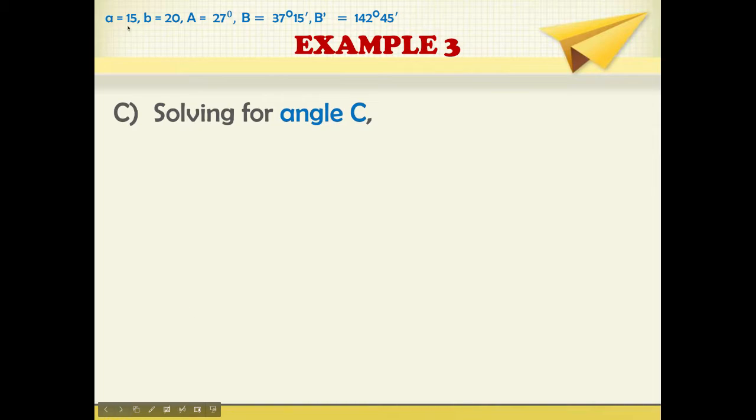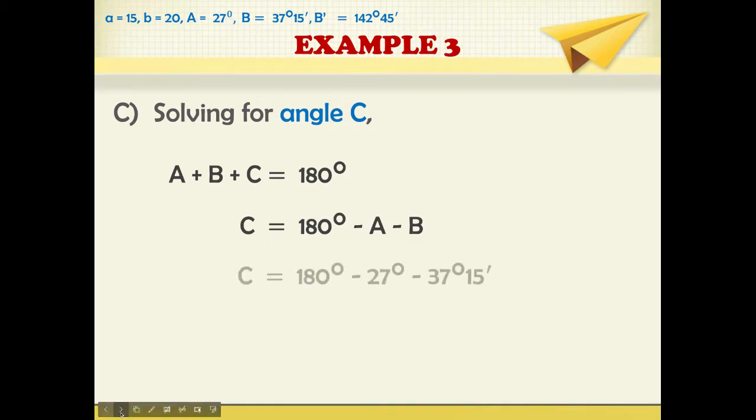So now we have the values for side a, side b, angle A, angle B, and angle B prime. Let us now solve for angle C. By the angle sum of a triangle, angles A plus B plus C will be equal to 180 degrees. So angle C will be equal to 180 degrees minus A minus B. By substitution, we will get this, and therefore, angle C will be equal to 115 degrees and 45 minutes.